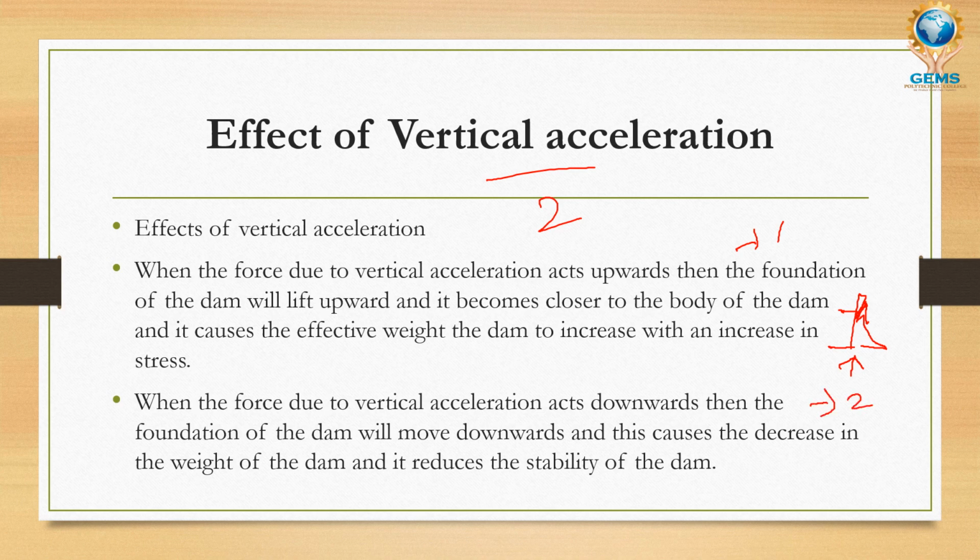In the second point, you can see when the vertical acceleration acts downwards. If these waves generate vertical acceleration in the upward direction, it is like this, and when it acts downwards, it will be like this one. When this vertical acceleration acts downwards, this causes a decrease in the weight of the dam, and finally the stability of the dam decreases.